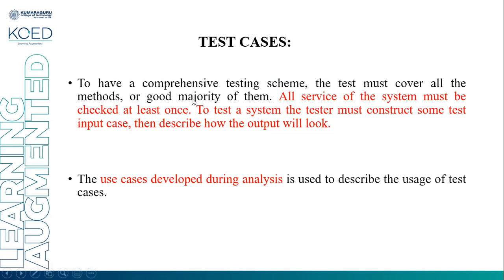So, what is a precondition? For example, take a login form. Precondition means the user should enter a username and password. Postcondition: the user should get a home page. Regular flow: the username and password are correct, then you will get a home page. Alternative flow: the username is correct, the password is wrong, then the system should display an error message. This is an example of the alternative flow. So these are mentioned in the test cases.